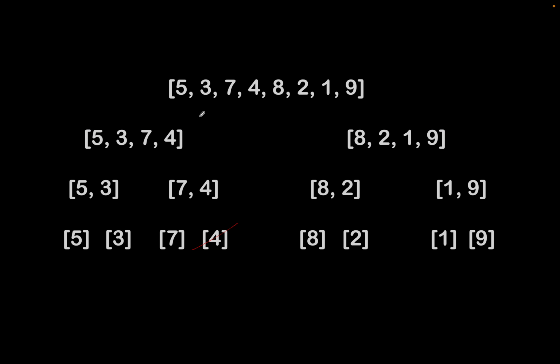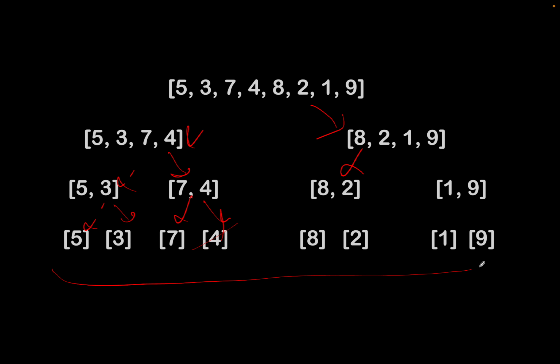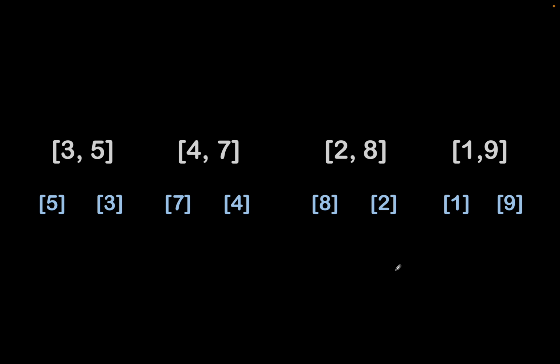This is how we divided the array into equal halves again and again until we just have one element in each array. Now, after we have all the elements in separate arrays, we will merge them. We'll first sort them and then merge them.